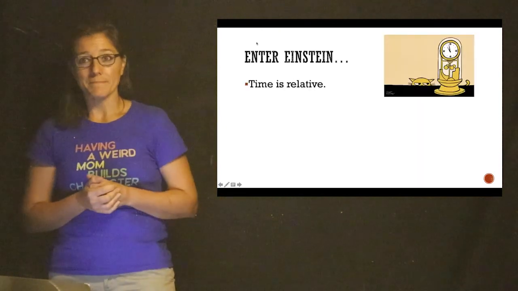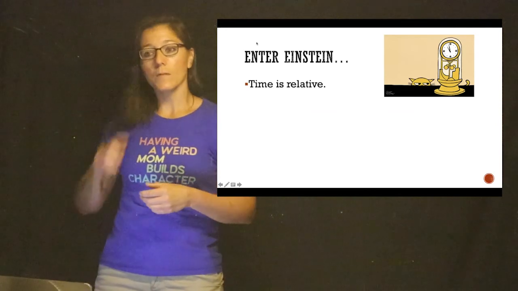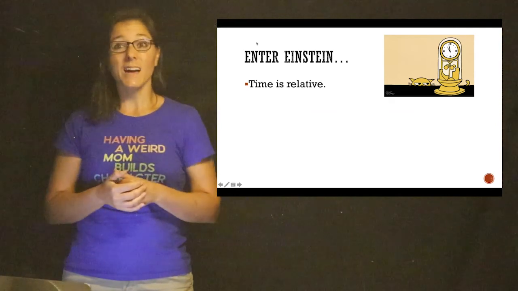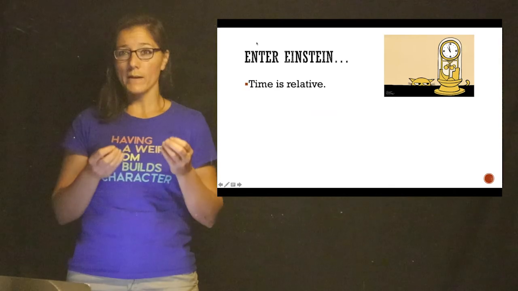So enter Einstein. Einstein came in with the brilliant notion that time is actually quite relative. We've heard the phrases before. A watched pot never boils. Time flies when you're having fun, right? So time does seem to be relative depending upon the observer and the situation that the observer is in. These phrases aren't really particularly scientific. So what really was Einstein getting at, this idea that time is relative?